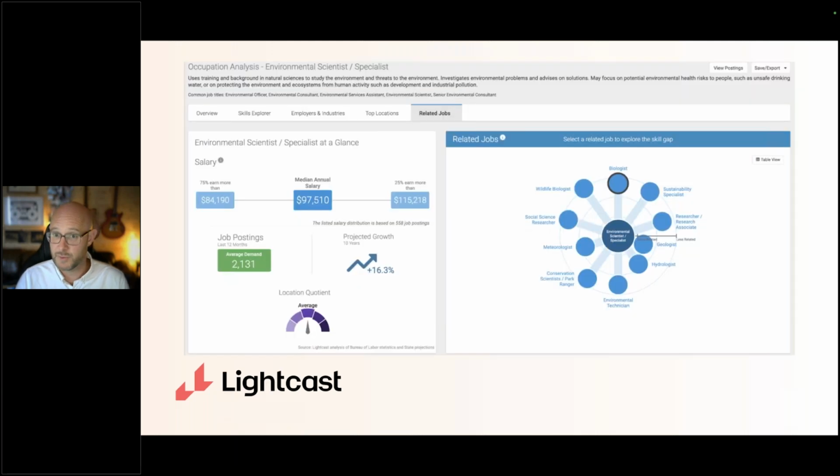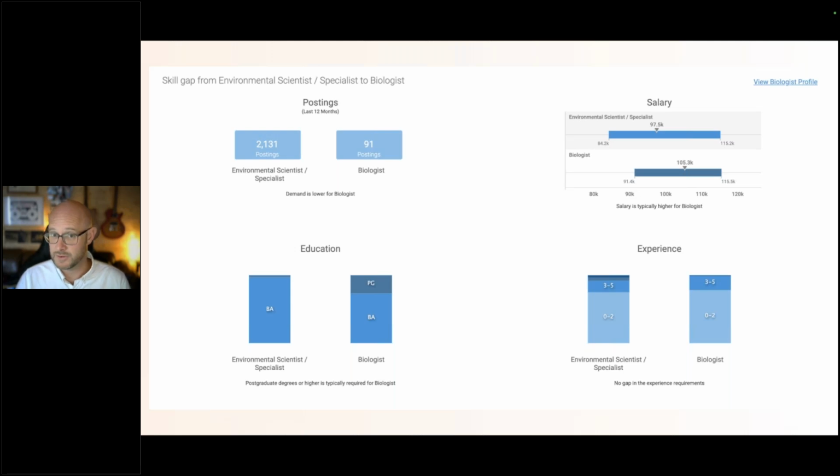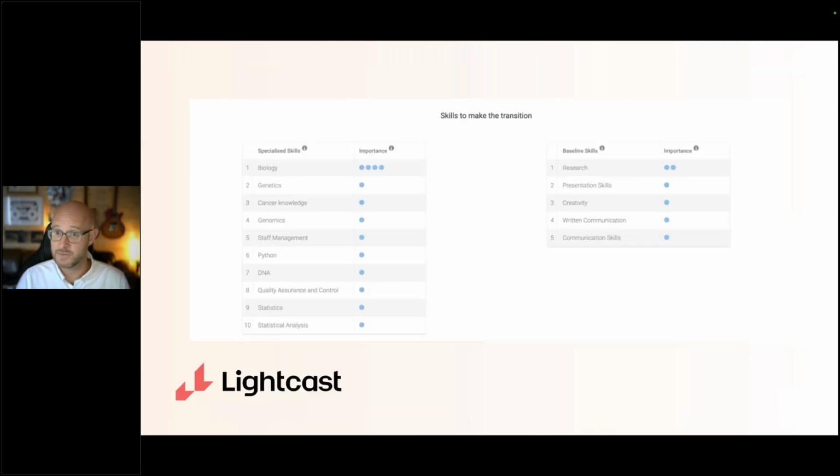Another wonderful facet of this report is you can find related jobs that share common skills. So this shows us what other opportunities are available to students or for those already in the workforce where potential career pathways might lie. If we select a related job, we're then given comparative reports showing us the differences in posting counts, educational requirements, experience, and salary. Finally, the report provides a skills gap analysis, showing us which skills would need to be developed or learned to transition from one role to another.